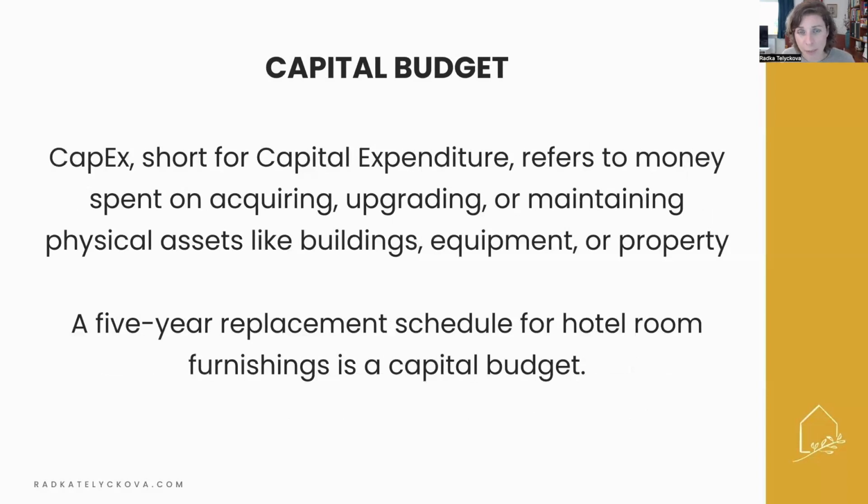We have another budget, which is separate from the regular one we will be creating, and it is the capital budget. We call it CapEx. So anytime you hear anything about CapEx, it means capital expenditure. It means this is the money we need. So we need to make it first, then save it, and then spend it on acquiring, upgrading, or maintaining your physical assets like buildings, equipment, and property.